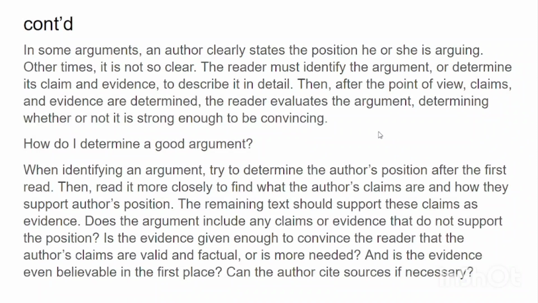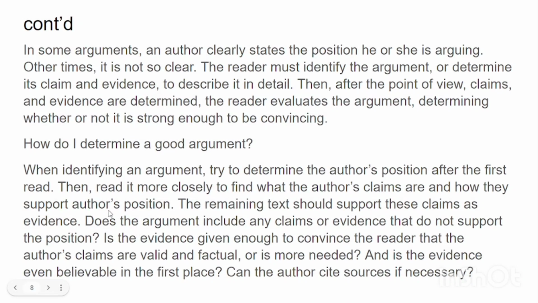Then, after the point of view, claims and evidence are determined, the reader evaluates the argument, to determine whether or not it is strong enough to be convincing. So, is it a good argument or not? When identifying an argument, try to determine the author's position after you first read it. So is he saying that uniforms should be banned and casual clothes should be worn? Is that what he's saying? So try to determine the author's position on that.